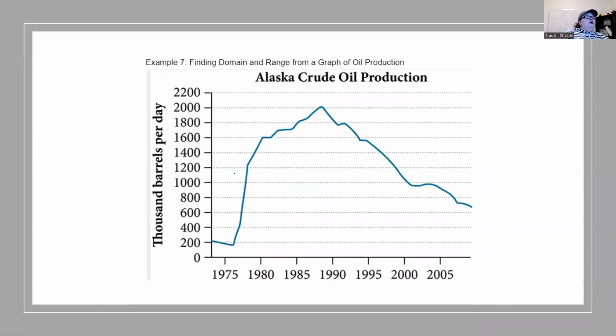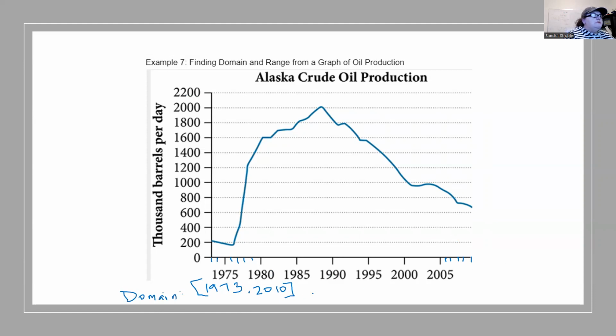Alaska crude oil production. Find the domain and range. So for the domain, we're going to look along the dates at the bottom. And gosh, this is hard. It was hard in class too. I don't remember what numbers we chose in class. I look at it this way: 75, 76, 77, 78, 79. So I probably have 2 points here. So I'm going to go from 1973, including, all the way over to, it looks like 2010, including. And this is my domain.